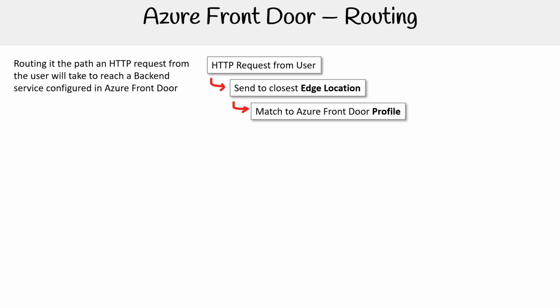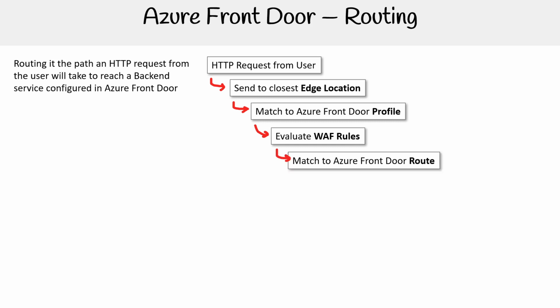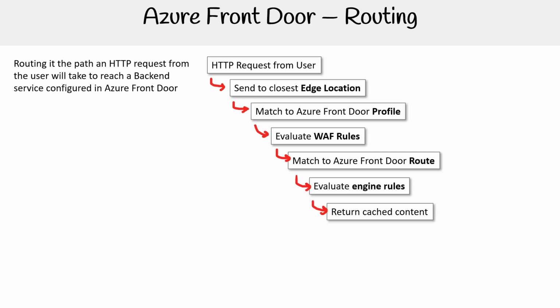From there, if you have WAF rules, it will evaluate the web application firewall rules. And if everything's okay, it will then match you to an Azure Front Door route. And then from that route, it will go through the engine's rule to evaluate where to route things. If there is cached information, it will immediately return that information right away.